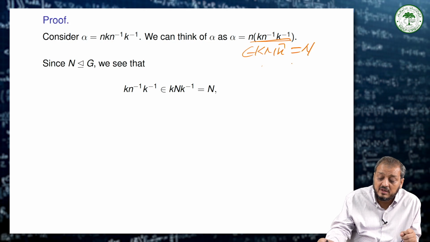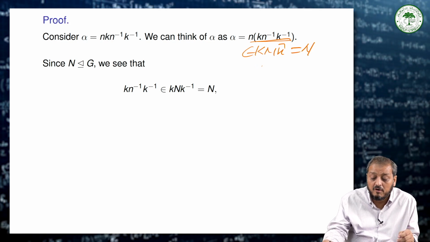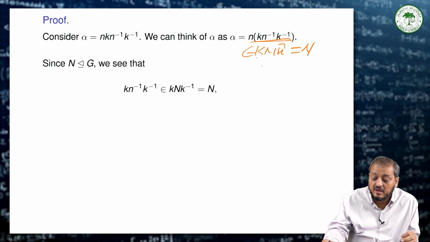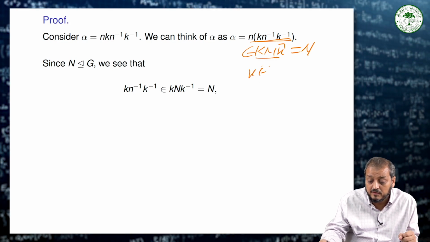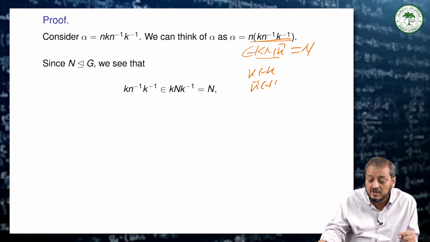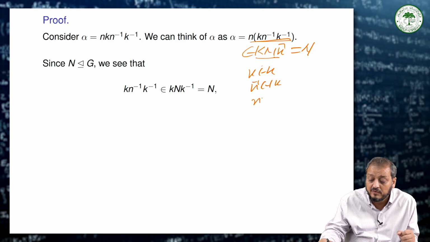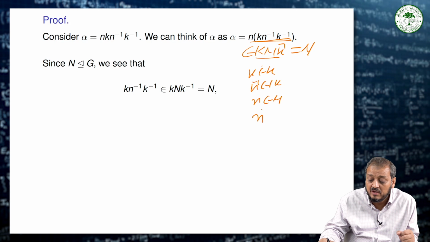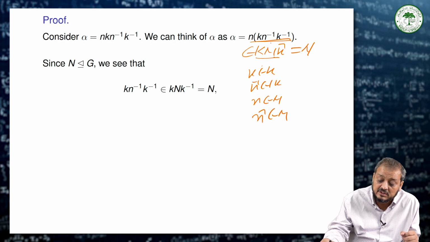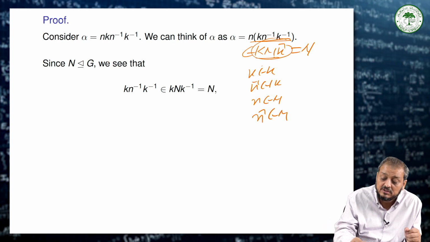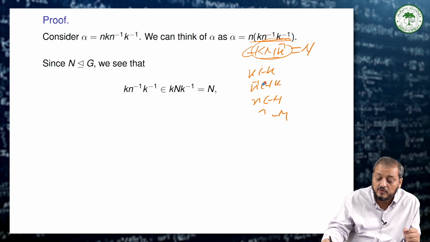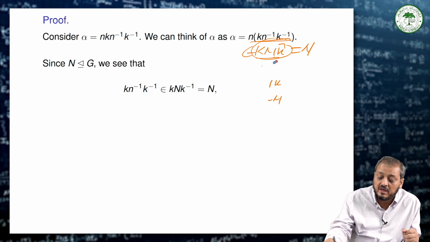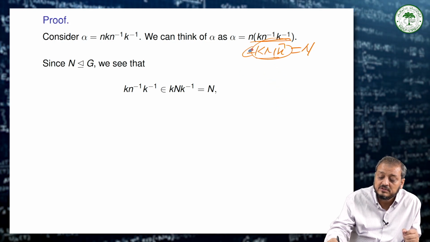So by the normality, if N is normal, for all k that is an element of K, then n k n inverse, if k is an element of K, then k inverse is also an element of K, and n is an element of N, then n inverse is also an element of N, and this means N is normal in G. So this means we can simply write it in this form. And K is a subgroup of G.